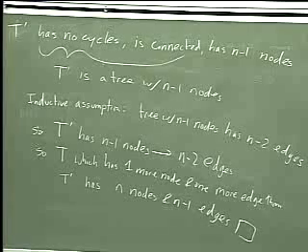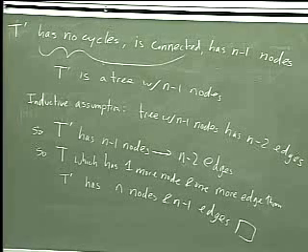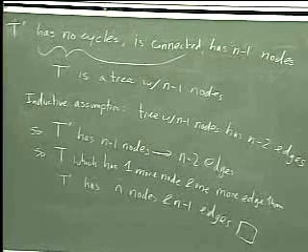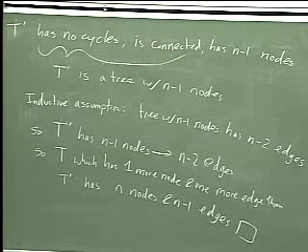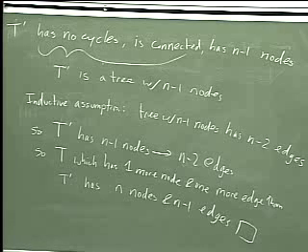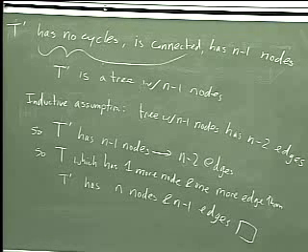We showed that any graph that had one node has 0 edges. And the inductive step says that if you have a tree with n nodes, and we don't know how many edges, but if it turns out that all trees with n minus 1 nodes have n minus 2 edges, then we're able to show that a tree with n nodes must have n minus 1 edges.